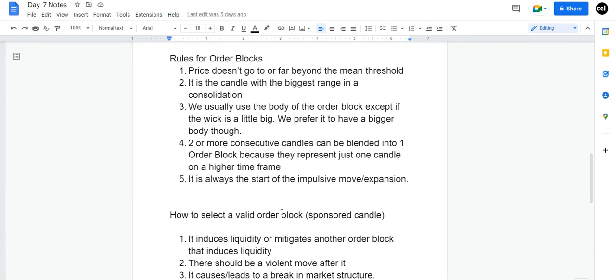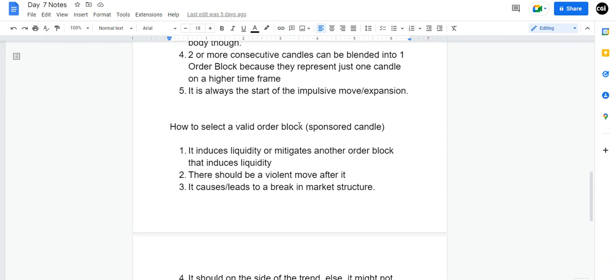So, sponsored candle, right? We're looking for a sponsored candle. It induces liquidity or mitigates another block that induces liquidity. There should be a violent move after it, and it leads to a break in market structure.